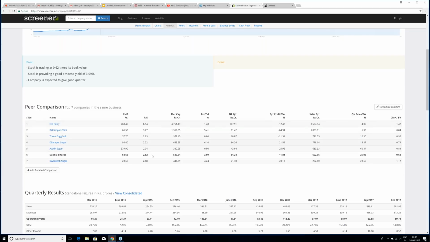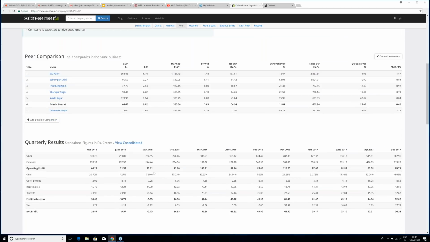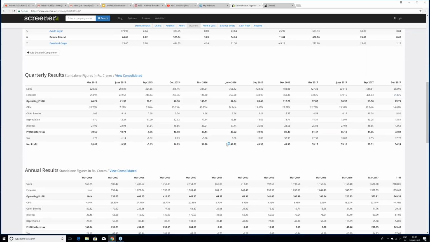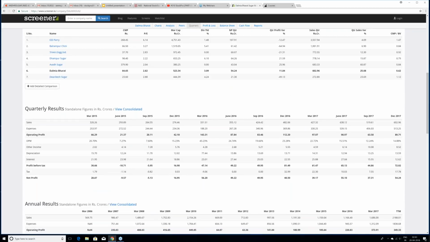See, all these sugar mills, sugar companies have very small PE, right? So out of this, I was finding Awadh Sugar very attractive. We will check Awadh Sugar as well as Dalmia Bharat both. Now let's go further down and see what's happening to the sales, right? These are the stocks that I'm discussing with you are for investing purposes, not for trading. Like you keep them for at least 1 year in your portfolio.